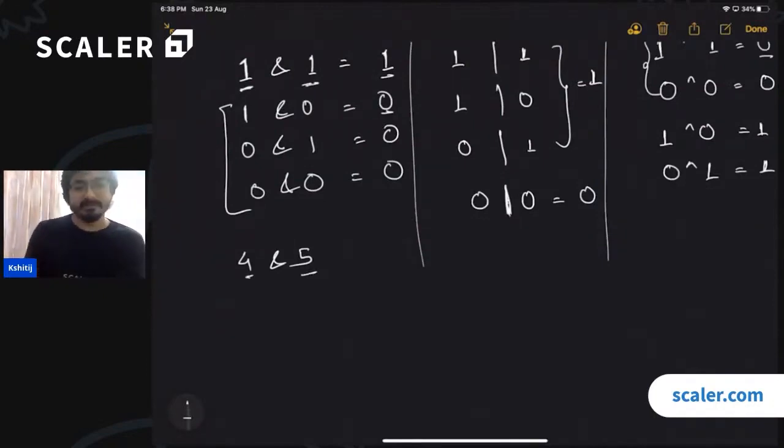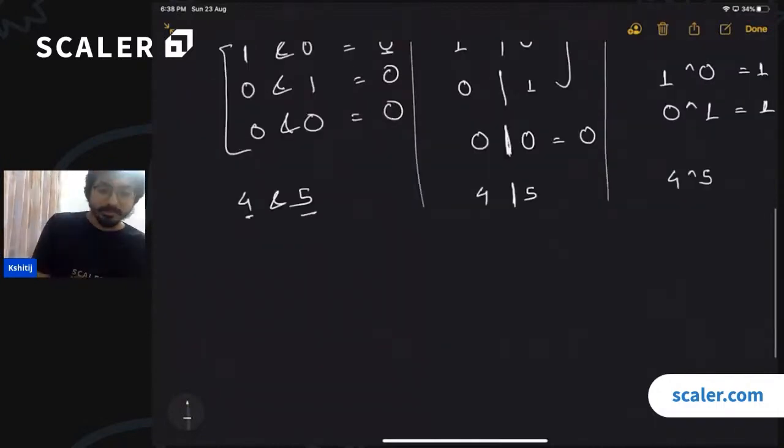Now we have numbers which are not binary numbers. How is it going to work? Similarly, if I have to take 4 AND 5, and 4 OR 5, how are all of them going to work? So to get the answer, you will first convert the number to its binary representation.